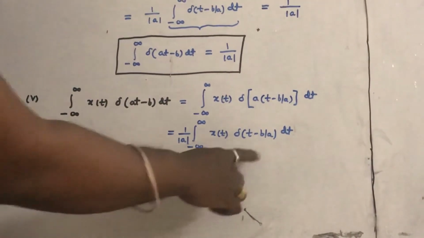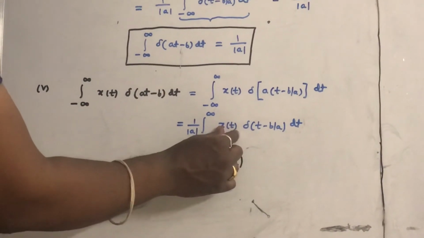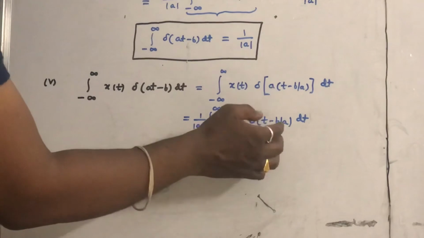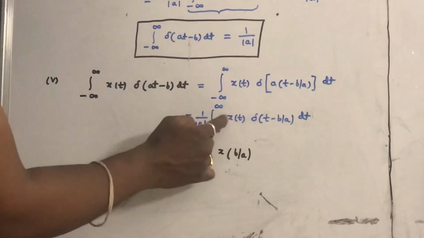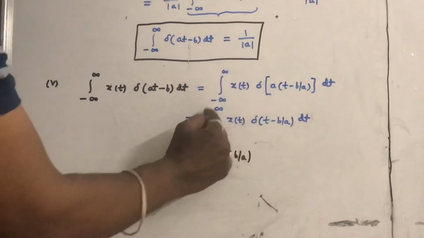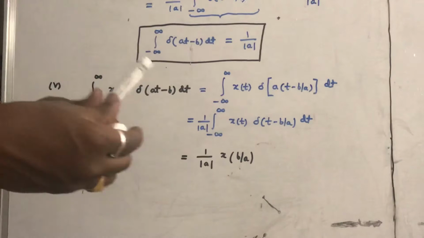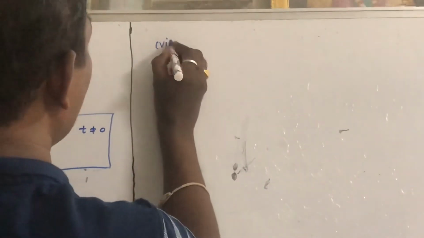Just to summarize, whenever an impulse is multiplied by some function, we have to take the function value at which the impulse is existing, as we have seen from property 1 and property 2. Therefore, substitute t is equal to b by a here. So x of b by a is the area under this function. Let us see the last property, that is the last property of this impulse function. Let us say property 6.